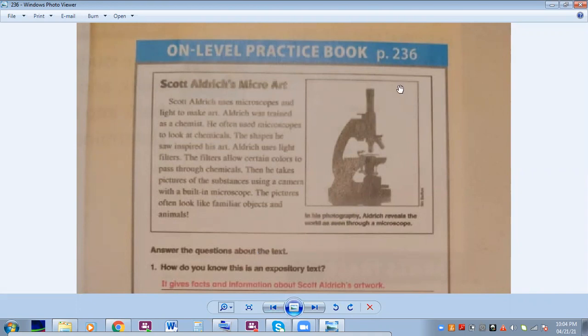Okay, this is a picture of a microscope. It's one of his photos that he's taken, his photography. He shows the way that things look when you look through the microscope.